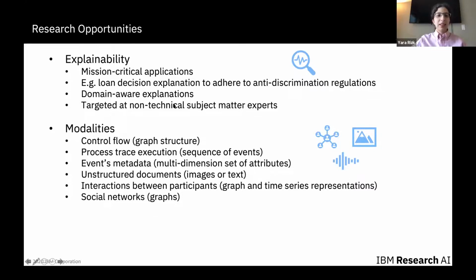It basically says how we can make use of the characteristics of a business process to generate accurate explanations, but also explanations that can be understood by subject matter experts who may not be very statistically inclined. So those are some of the things that we're currently actively working on at IBM.